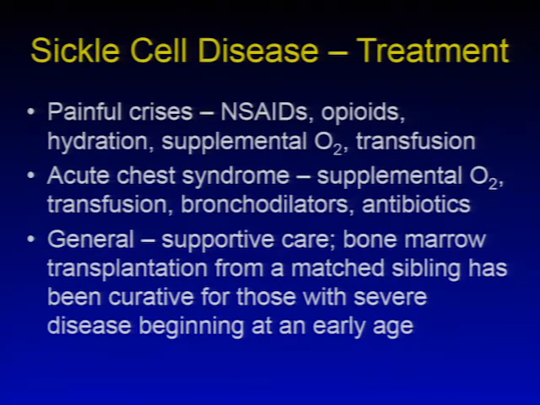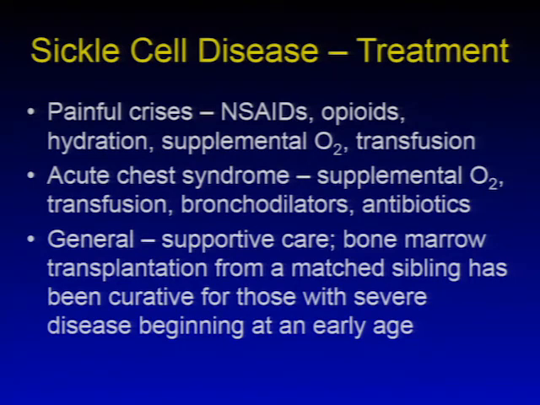Acute chest syndrome is treated with supplemental oxygen, again transfusion depending on the hemoglobin level. Bronchodilators can have a positive effect, as will antibiotics, as oftentimes these patients will exhibit a pneumonia along with the acute chest syndrome concurrently. In general, patients with sickle cell get mostly supportive care.